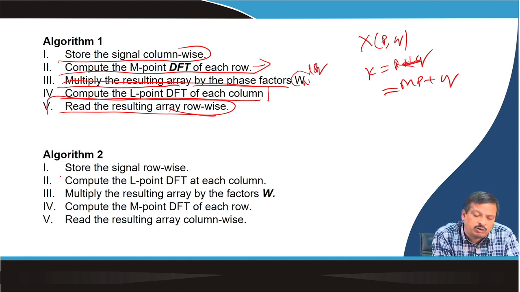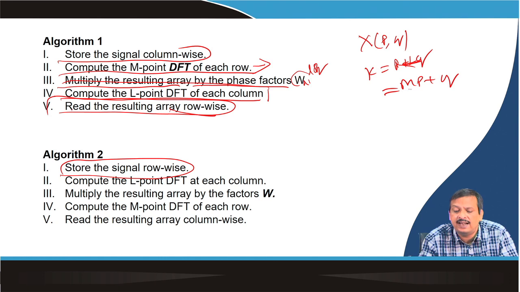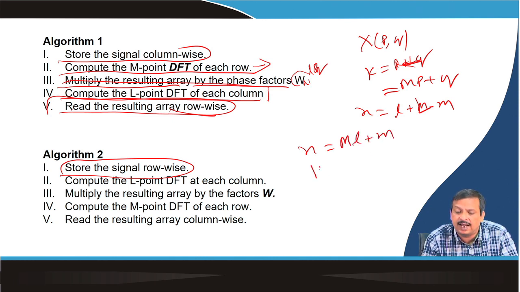Now you can store the signal row wise. So here K is in this form, and N is in the form of capital L into M. Here I can reverse that: N is equal to capital M into L plus small m, and K is equal to P plus LQ.